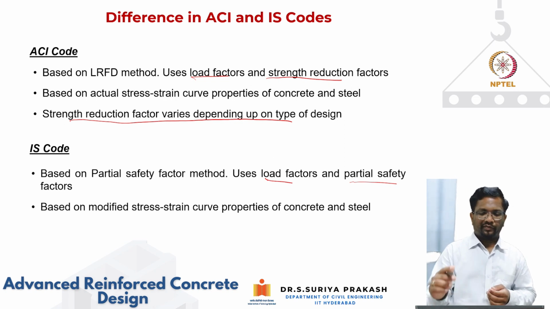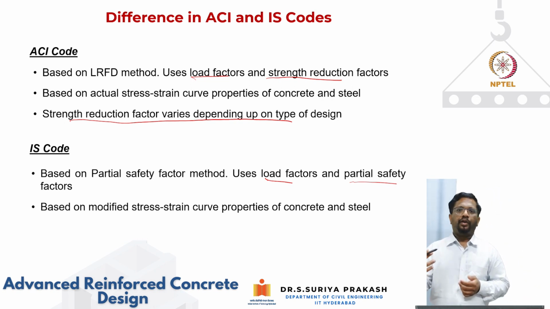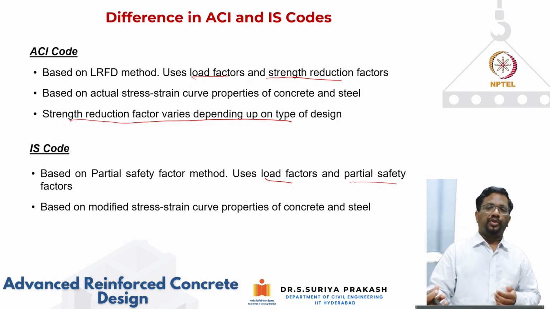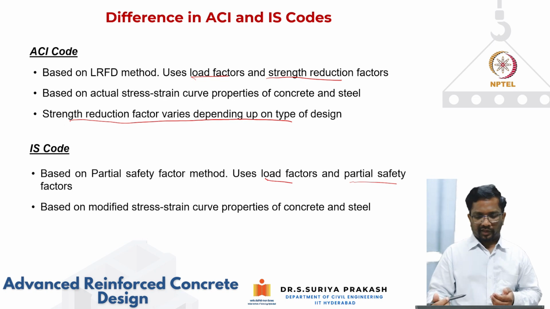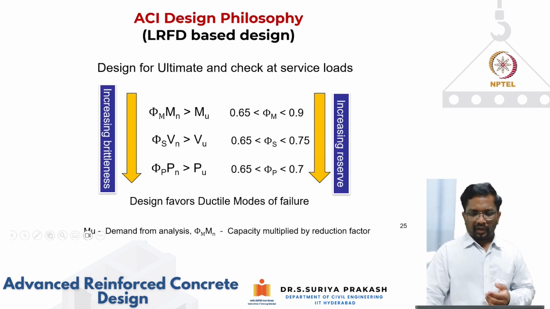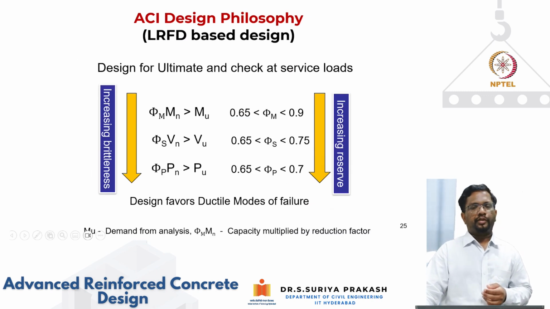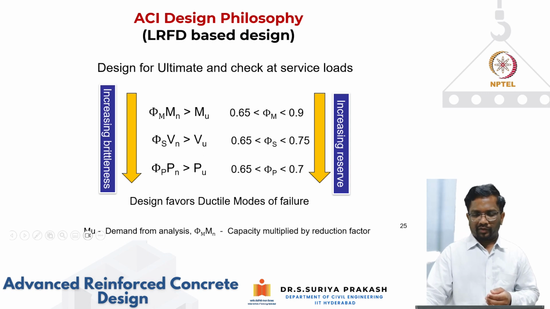So the strength reduction factor, in a more rational manner, accounts for the failure mode that the design engineer is designing for. However, in the IS code method, we use partial safety factor. Again, we use load factors and material safety factor, and we use the design stress strain curves for concrete and steel in your design. Right, so this is what is in the ACI. Again, we design for ultimate and check for service.